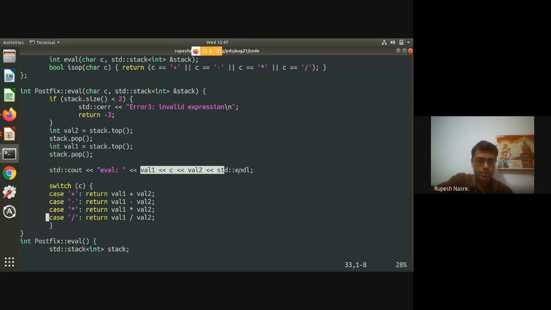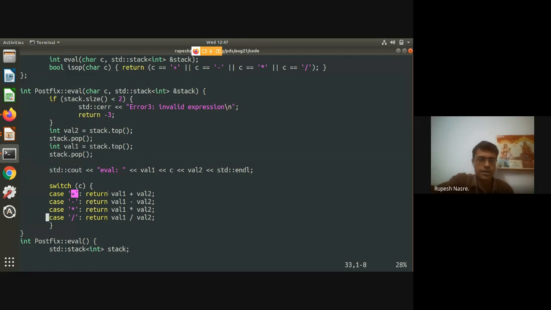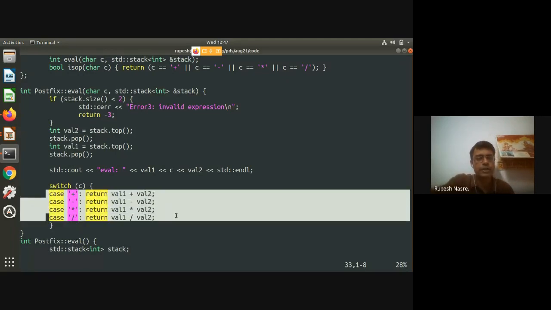And then depending upon whatever is the operator, that is the character C, I just return the appropriate one. Note that these are integers, val2 and val1, because we have been pushing the integer values. Therefore, it becomes easier for me to evaluate it here. Right. So let's use our expression.